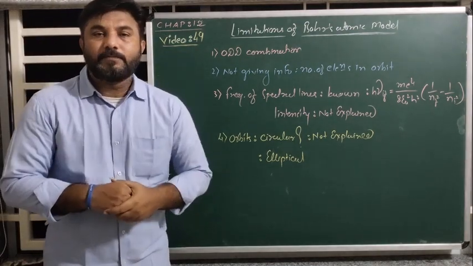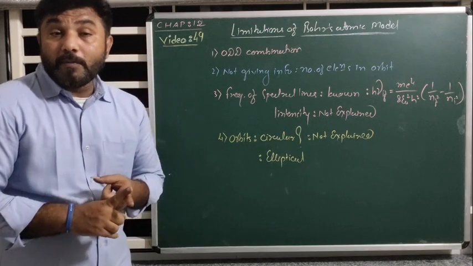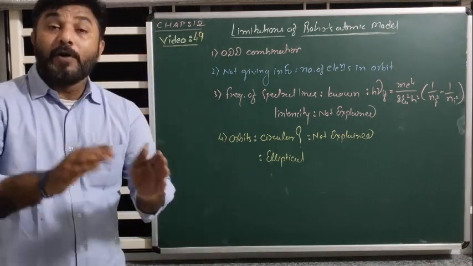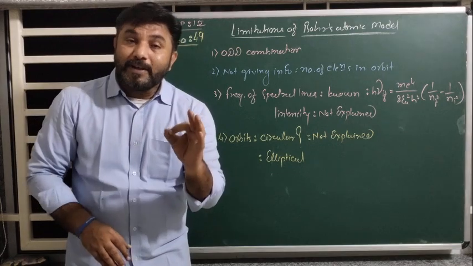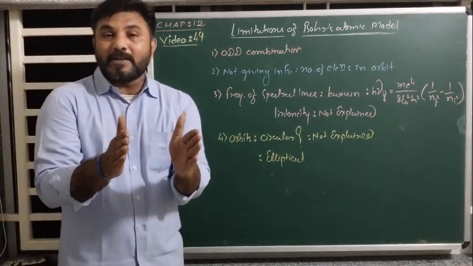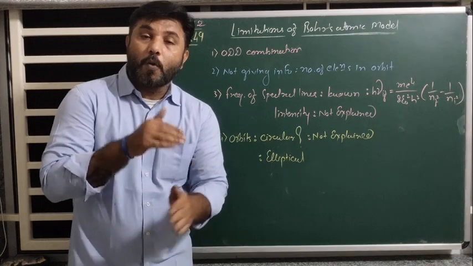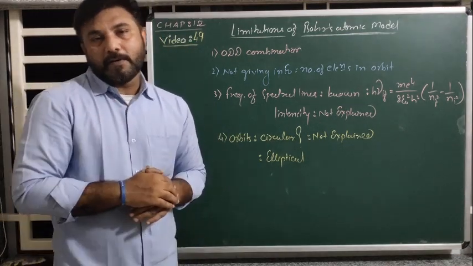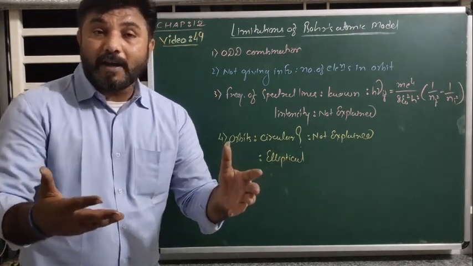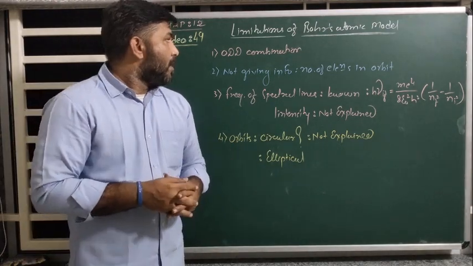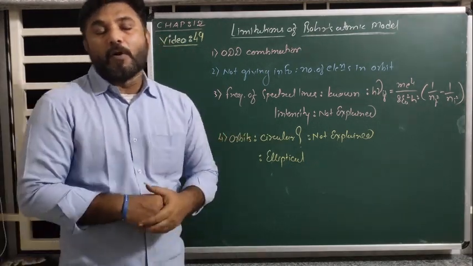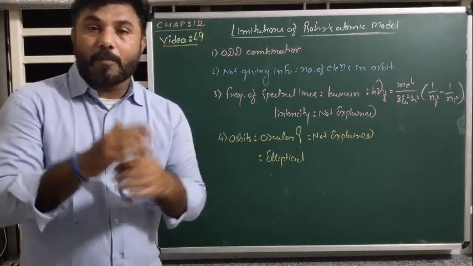First, there is an odd combination of classical physics with quantum physics. You must write that during the calculation of the equations of radius as well as energy, there was a use of classical physics in quantum physics, which is an odd combination. Second, how many electrons are orbiting in a particular orbit? Bohr's atomic model failed to give information about the distribution of electrons in orbits.